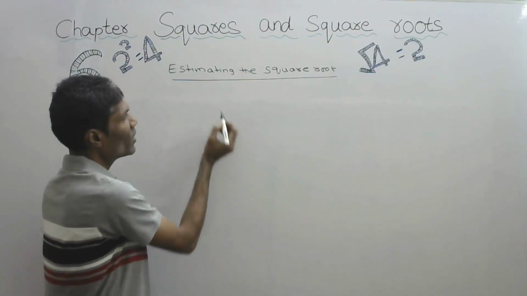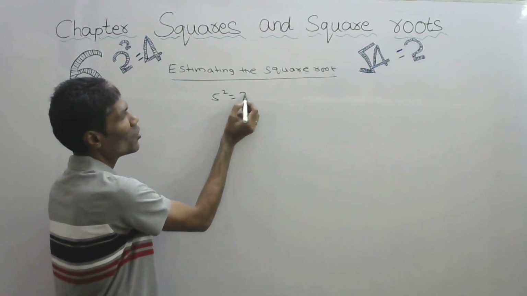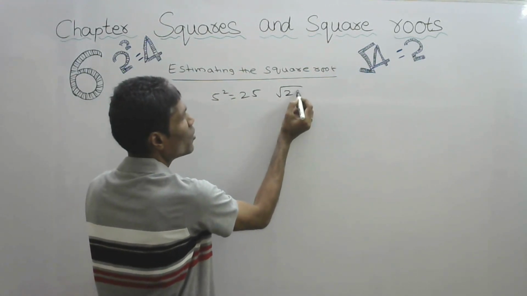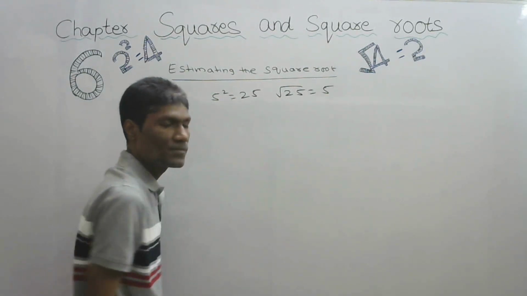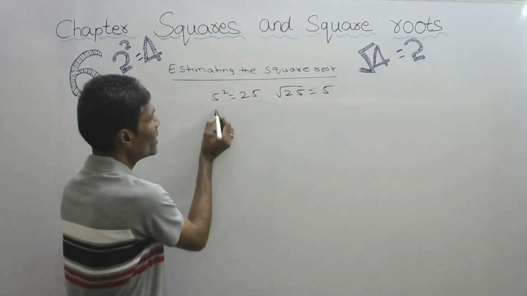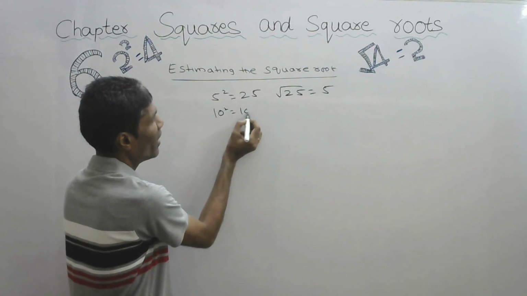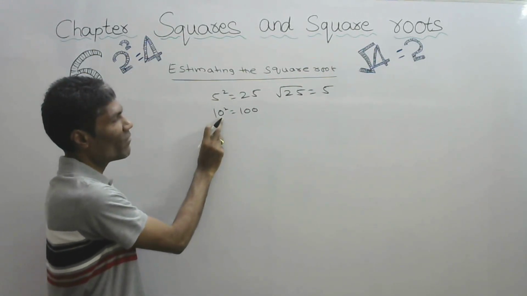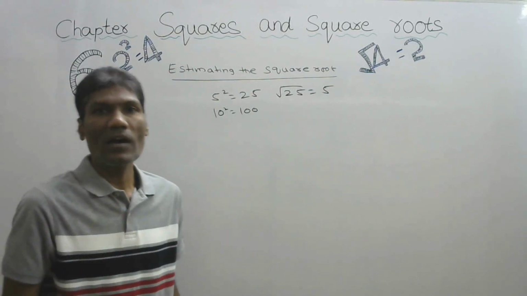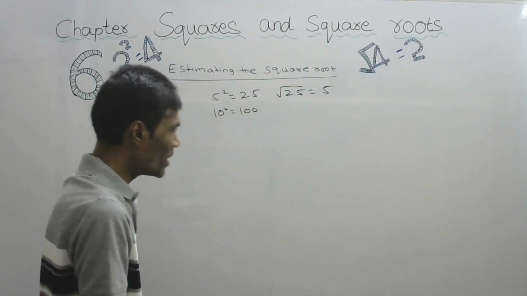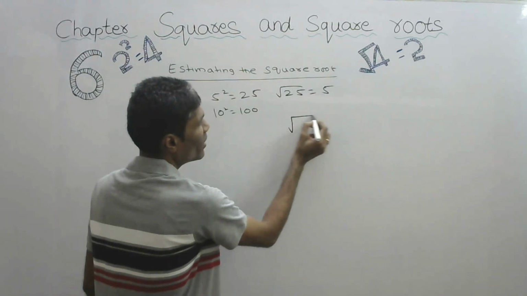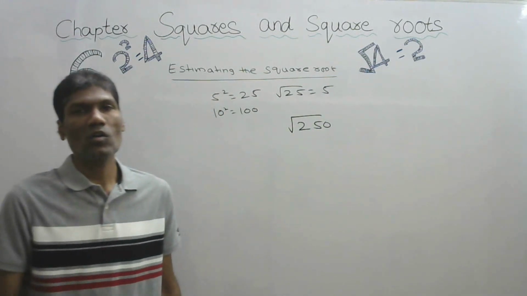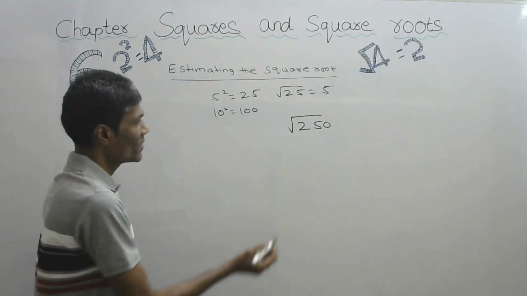Now, we know 5 square is 25, or you can write the same as root 25 equals 5. 10 square is 100. Small numbers or numbers which have 0 at the end are easy to find. Now say we want to find the value of root 250. How do we do it? Let us see.